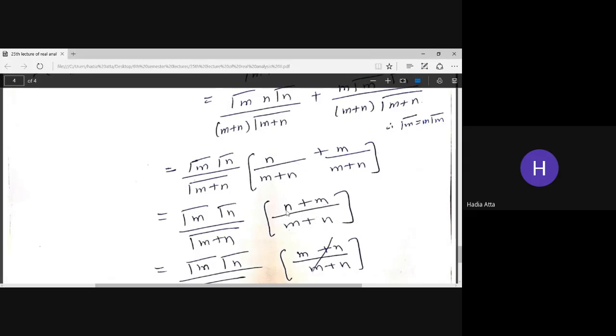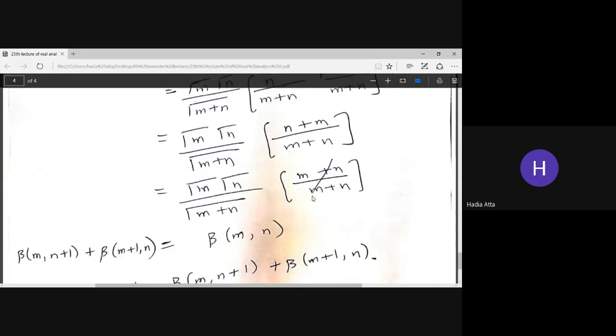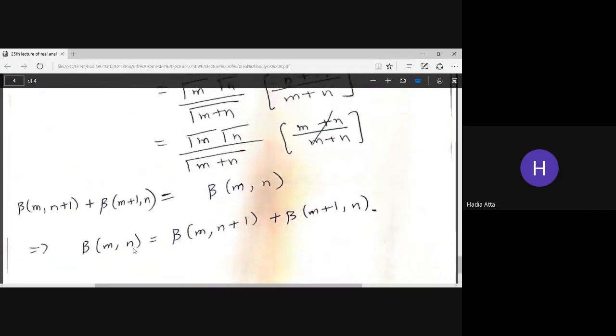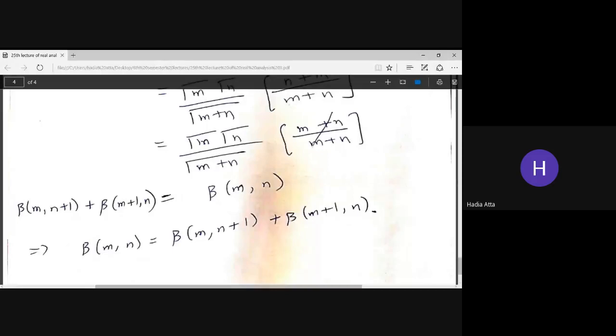We can also write this as m plus n over m plus n, both are cancelled. So from here we will get 1, and from here this is the definition of a beta function. So hence proved that if you take the addition of these two beta functions, after addition we will get beta m n, hence proved. Okay, so hopefully you can understand today's lecture, because today's lecture is also very simple and also related to the relationship between gamma and beta function.